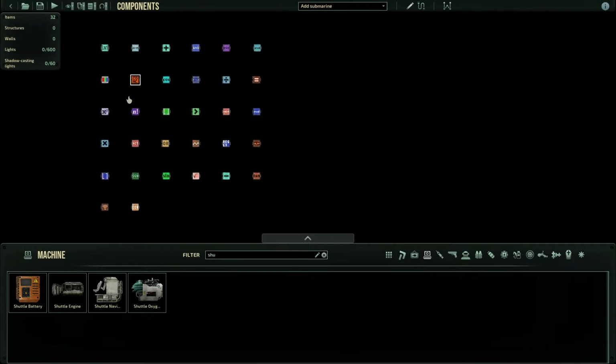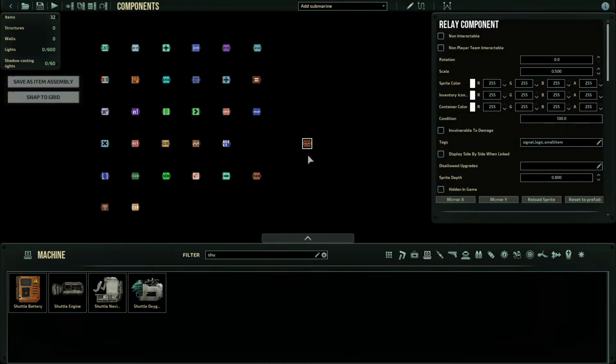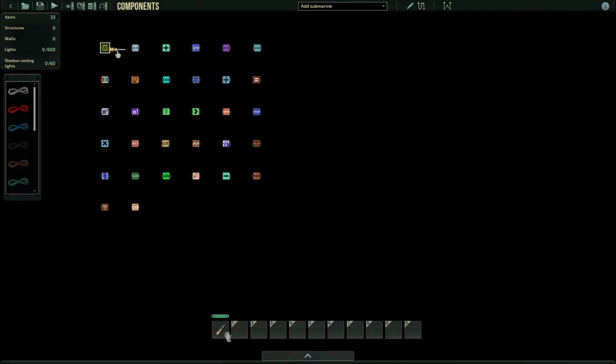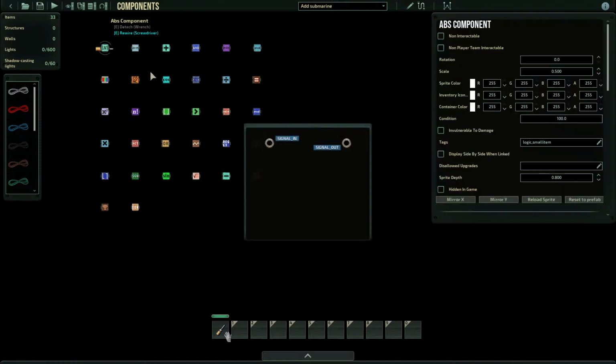All right, so here are the 32 components. I believe it's 32: 1, 2, 3, 4, 5, 6 times 5 is 30, plus 2. Okay, there we go. All of these components work on the data network except for the relay, which works on both the data network and the power network. The data network connects inputs to outputs, outputs to inputs, technically, right?